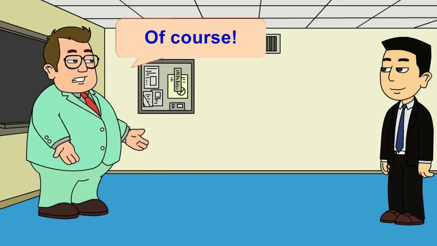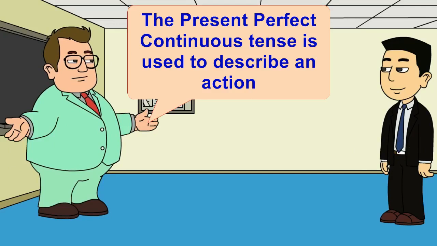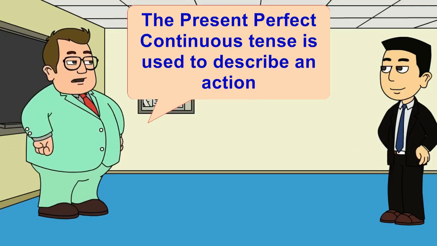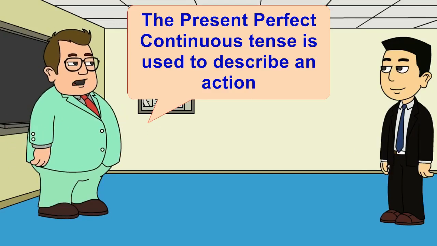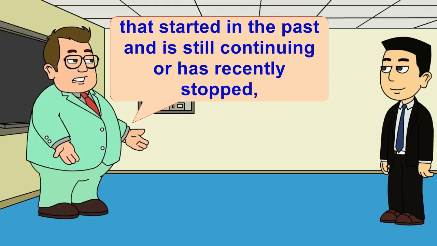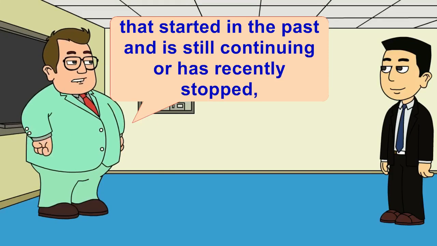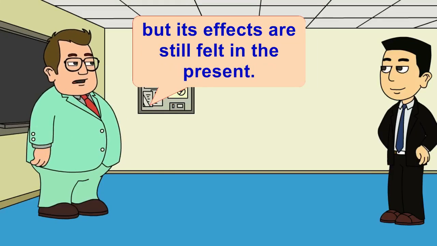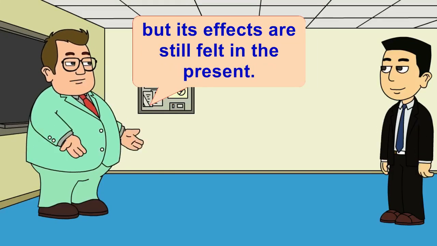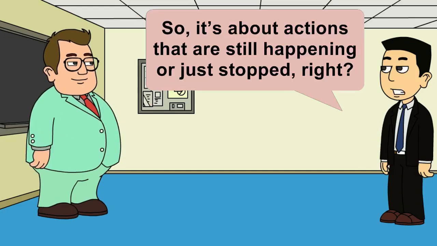Of course. The present perfect continuous tense is used to describe an action that started in the past and is still continuing or has recently stopped, but its effects are still felt in the present. So, it's about actions that are still happening or just stopped, right?